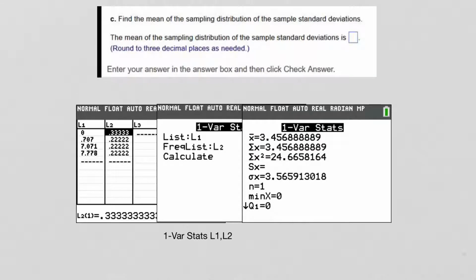I'm going to get these results. Now they asked us to find the mean of the sampling distribution of the sample standard deviations. So here is the mean of the sampling distribution. So this is our mean. It's 3.457 rounded. And then when we compare that to the original value of the population standard deviation, notice that they're not the same value at all.